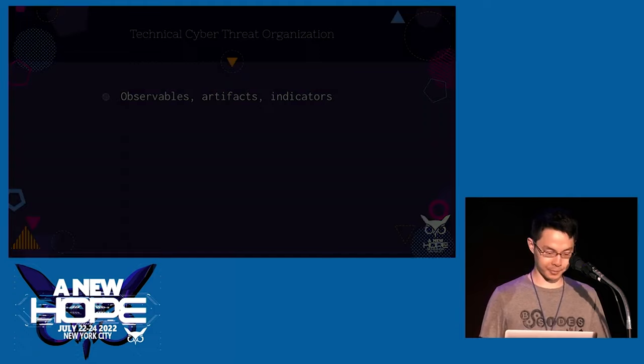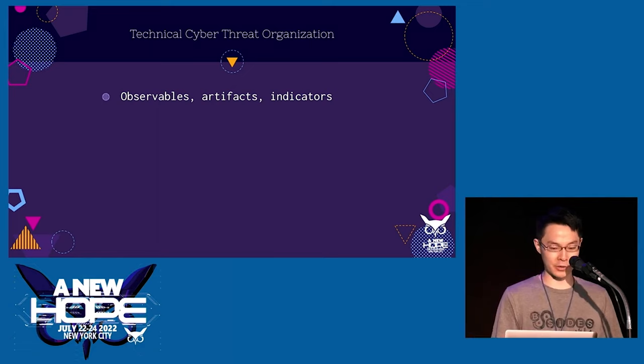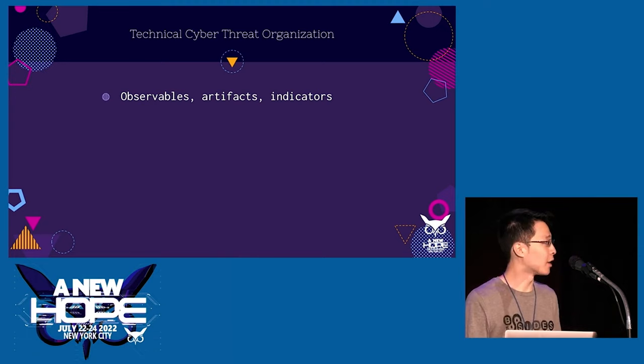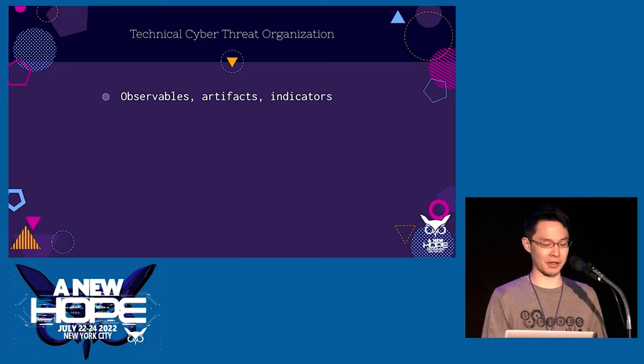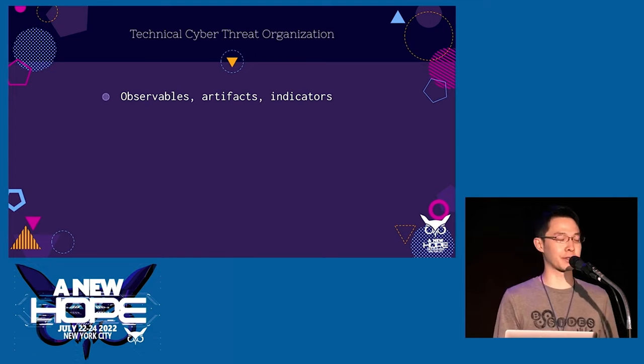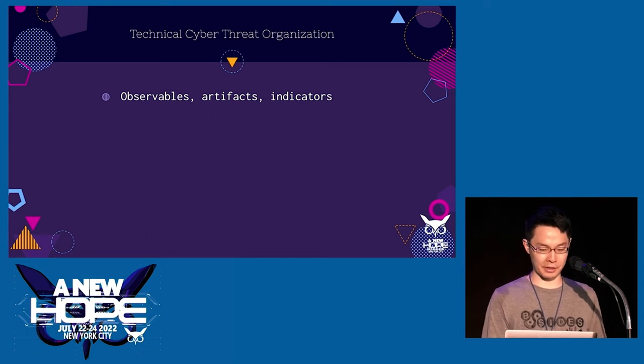And so we'll move on to the technical component of cyber threat intelligence, which is I guess probably what most people would allude to when you think about cyber threat intelligence, which are just observables, artifacts, and indicators. You know, your IPs, domains, URL hashes, email addresses, file names, and things like that.